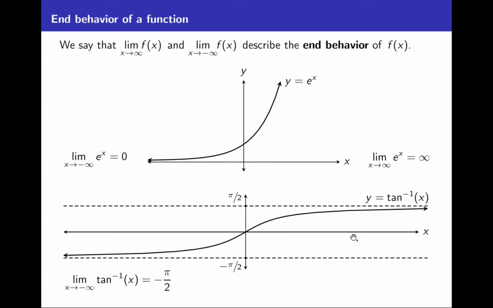Whereas if x goes to positive infinity, you can see from the graph the tangent inverse of x approaches pi over 2. Limit as x approaches infinity of tangent inverse of x equals pi over 2. So these two limits describe the end behavior of tangent inverse of x. And we get two horizontal asymptotes, y equals pi over 2, and also y equals negative pi over 2. Whereas up here with e to the x, we only had one horizontal asymptote, which was the x-axis.